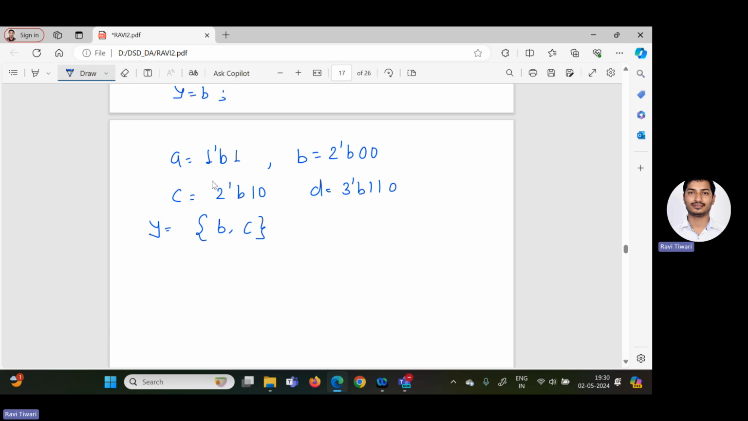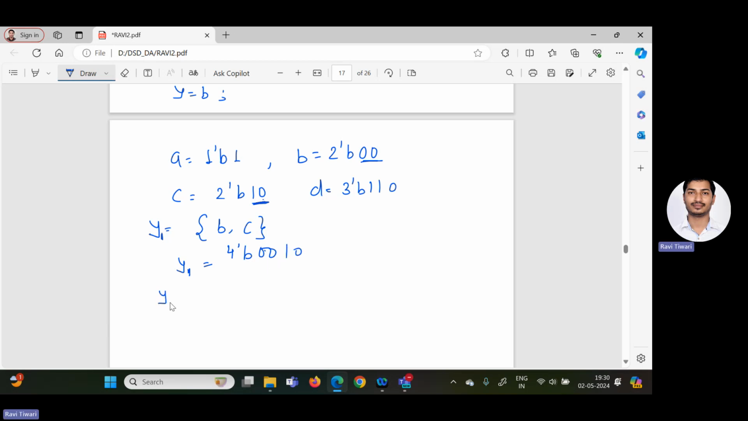What does it mean? It will combine the value of bits of B and C. So what is B? B is 00. So for answer of Y1, for example, I'm writing Y1. So it will combine the value that is 00 with 10. So how many bits will be there? 4 bits. So I can write down 4'b. First you write down B that is 00, and then C that is 10.